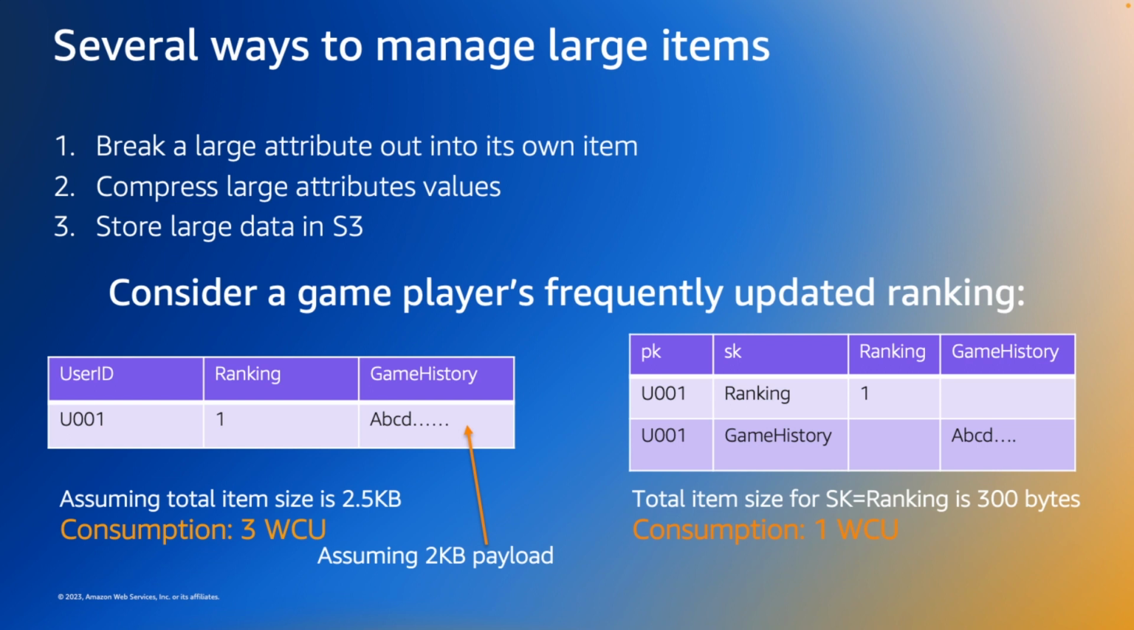Now the third option for large items is to consider storing that large data in S3. DynamoDB becomes the metadata, the lookup table for the data in S3. Put the bulk of the data into S3. Get the key, perhaps the version along with the bucket name, and store that into a DynamoDB item as an attribute.